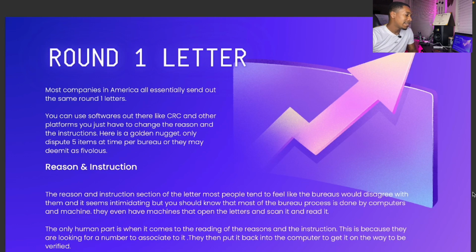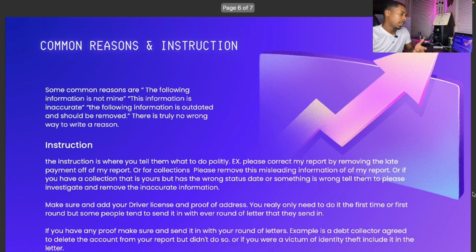So you want to make sure, and don't be too afraid to do this, right? Don't be intimidated by this part. You're literally just picking out a reason of why you want something, or why you're verifying, or why you're doing this factual dispute, and then you're telling them exactly what to do, right?